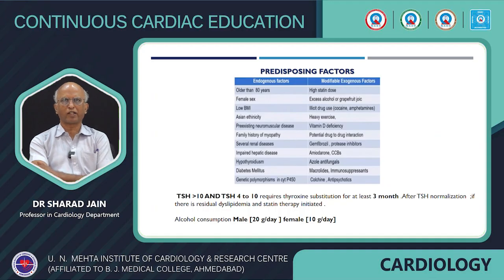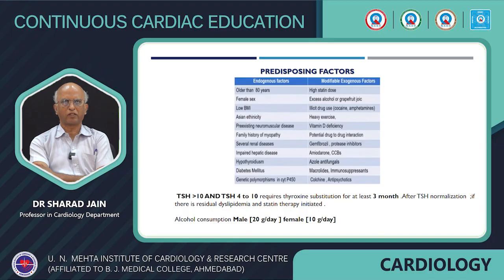So, statin myopathy can be divided, depending upon severity, from myalgia to myopathy to rhabdomyolysis. Various predisposing factors, which I already discussed: older age, that is age more than 80, female sex, low body mass index, Asian population, pre-existing neuromuscular disease, family history of myopathy, several renal diseases, impaired hepatic disease, hypothyroidism, diabetes, genetic polymorphism. And the modifiable endogenous factors: high statin dose, excess alcohol or grapefruit use, illicit drug use, heavy exercise, vitamin D deficiency, potential drug to drug interaction, gemfibrozil use along with the statin, then amiodarone, calcium channel blockers, colchicine, antipsychotics, etc.